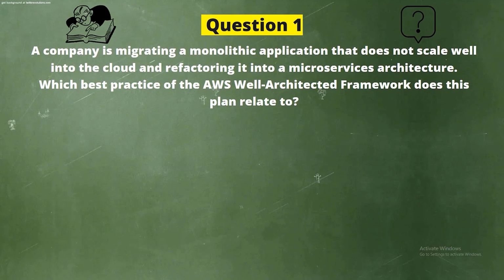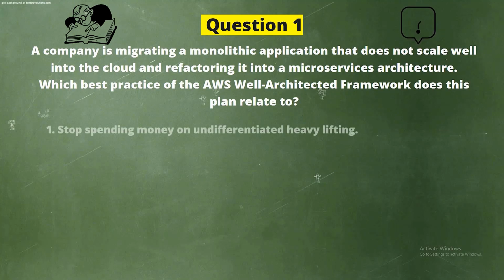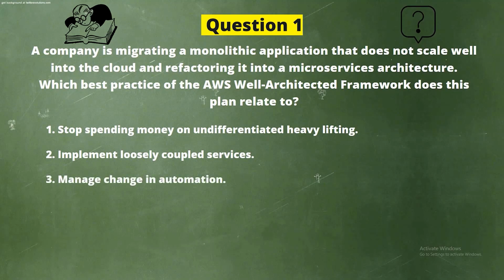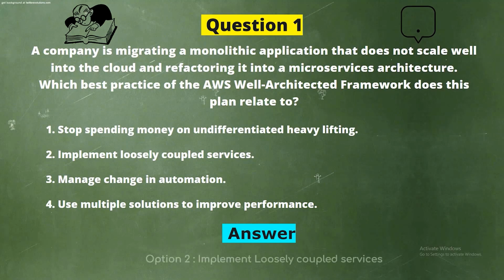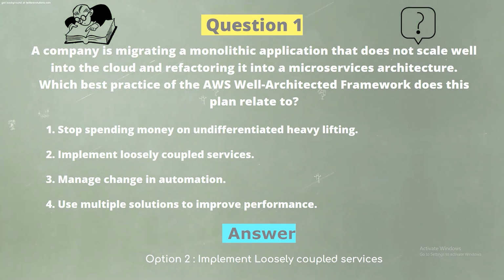Question 1. A company is migrating a monolithic application that does not scale well into the cloud and refactoring it into a microservices architecture. Which best practice of the AWS well-architected framework does this plan relate to? And the options are: Option 1, stop spending money on undifferentiated heavy lifting. Option 2, implement loosely coupled services. Option 3, manage change and automation. Option 4, use multiple solutions to improve performance. And the correct answer is Option 2, implement loosely coupled services.